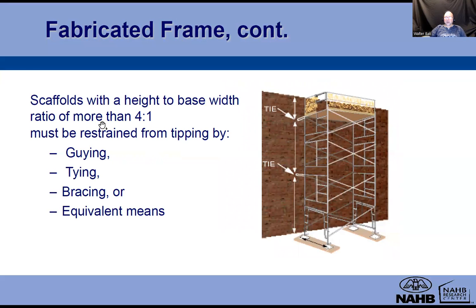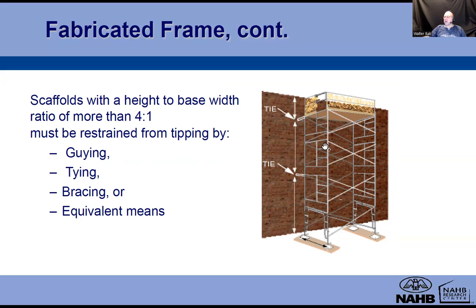All right, now here's a slide and a half. What does this one say? Scaffolds with a height to base width ratio of more than 4:1. So there's a height, right? And here's a base width. If the ratio between this and that is more than 4:1, then the scaffold must be restrained from tipping.